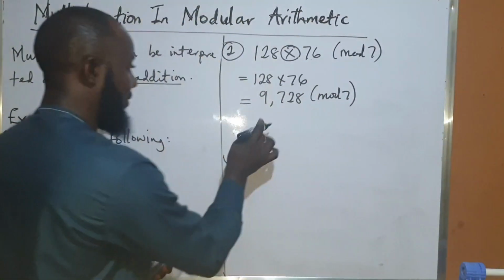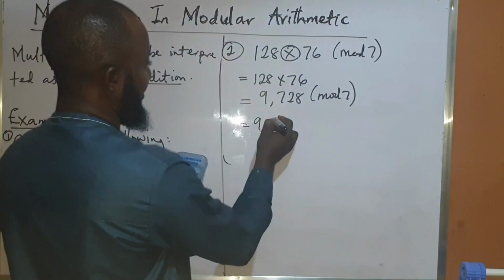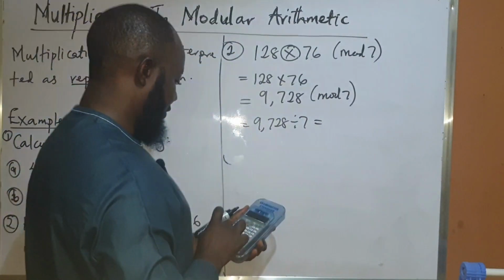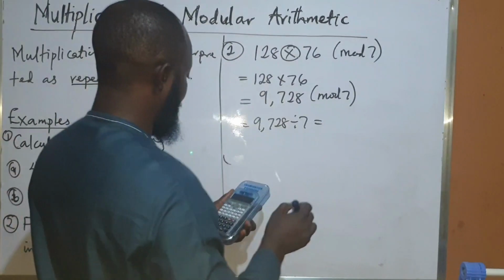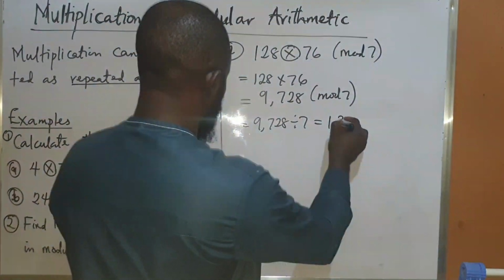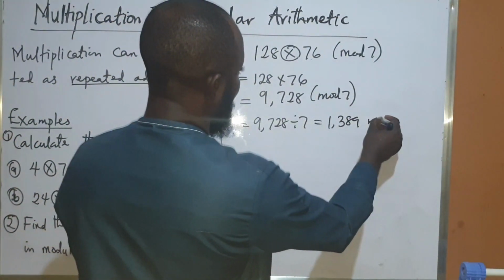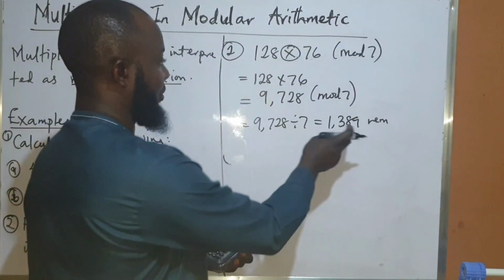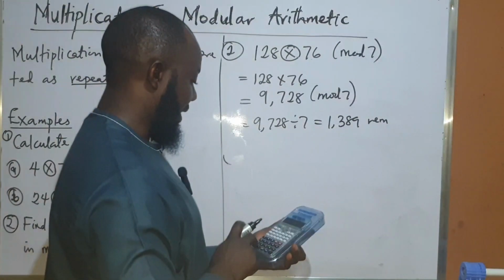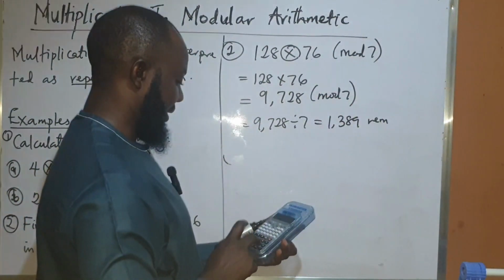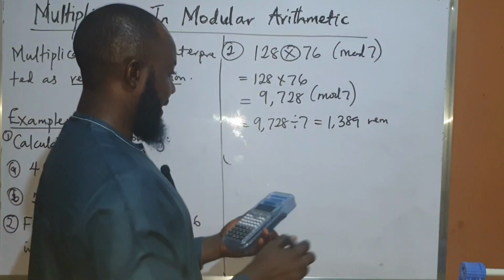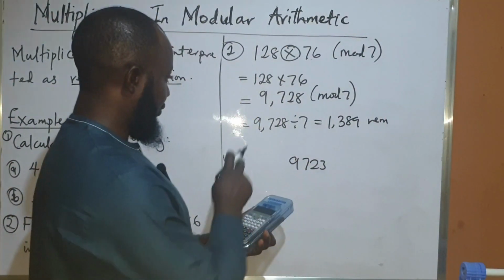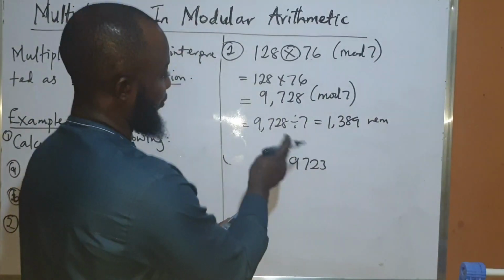So we need to simplify this by having 9,728 divided by 7. That gives us 1389. For the remainder, you just multiply this by 7, then subtract the answer from this. So that is 1389 times 7, and that gives 9723. You subtract this from 9,728 now, so that gives us 5.